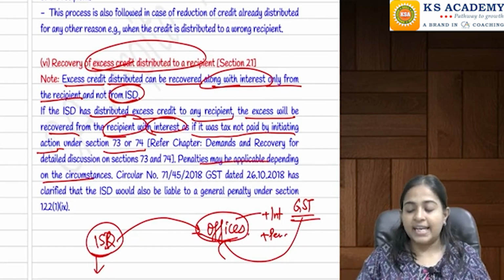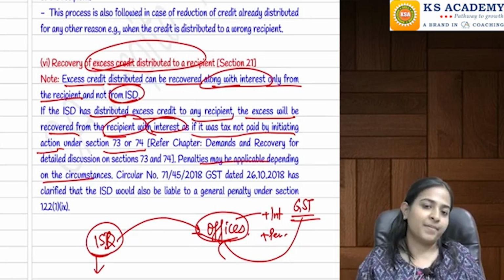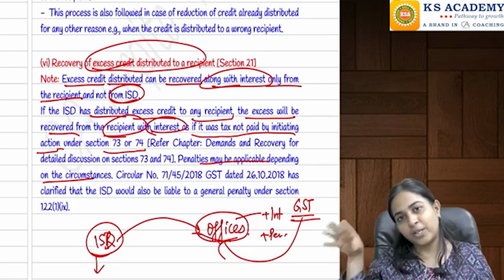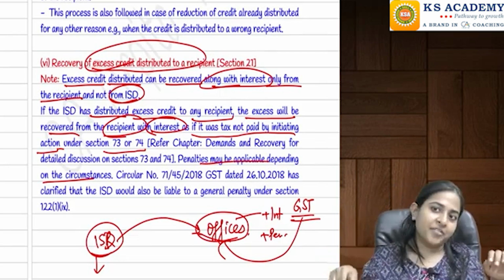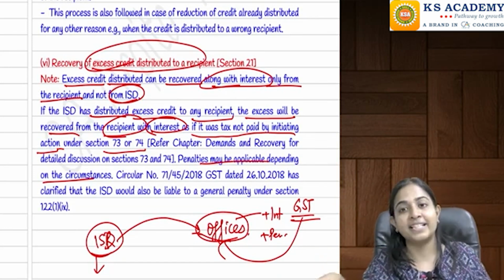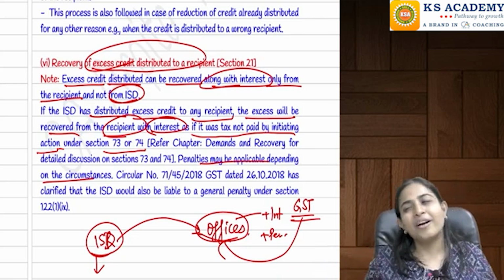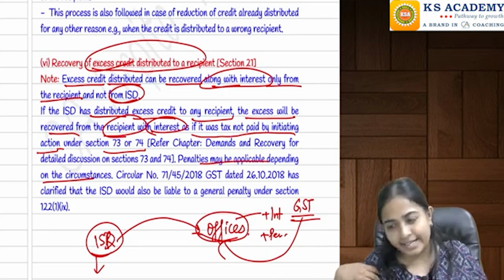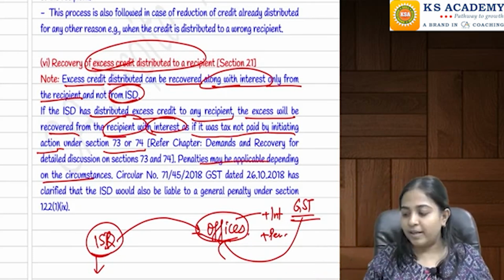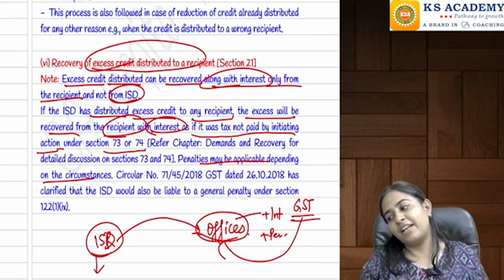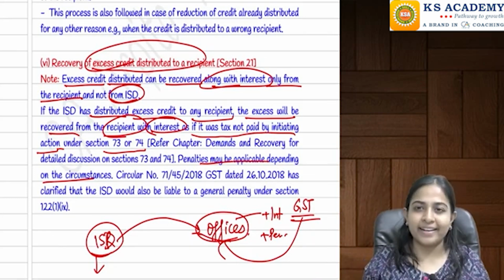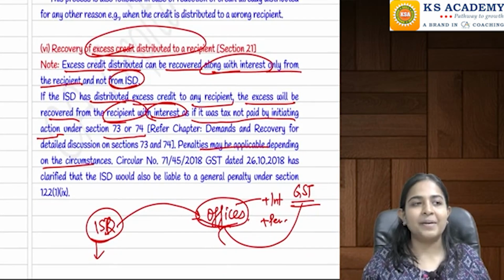Okay, now let's say if excessive credit has been distributed to a recipient, the ISD is not liable for that. Government can recover it, but from the recipient along with interest. A general penalty can be applicable on the ISD, which we'll study later on, but normally they say that the ISD is not at all liable for the same. The recipient will have to pay it back to the government along with interest, penalty and whatever is applicable.